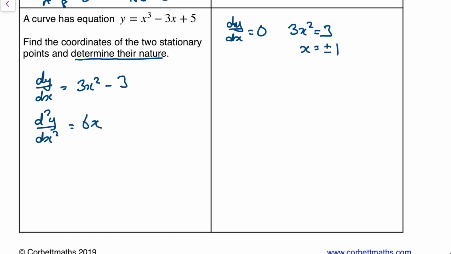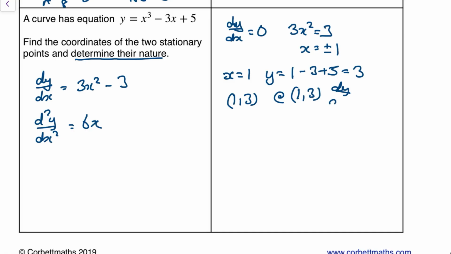What am I doing? The coordinates, okay. It's one of these annoying questions, isn't it? So if x equals 1, y is equal to 1 minus 3 plus 5, which is 5 minus 3 is 2, so that gives me 3. So my first coordinate is 1, 3, and at 1, 3, d2y/dx squared is 6 times 1, which is 6, which is greater than 0, therefore minimum.